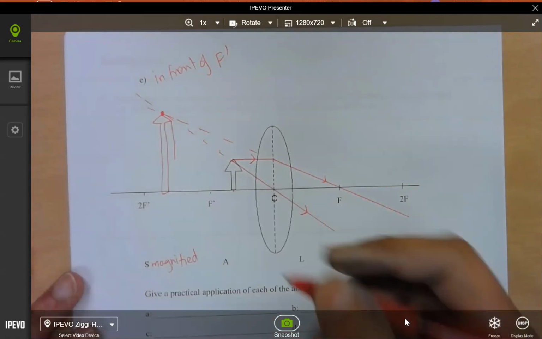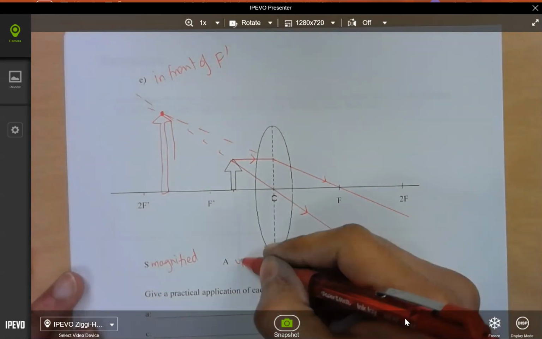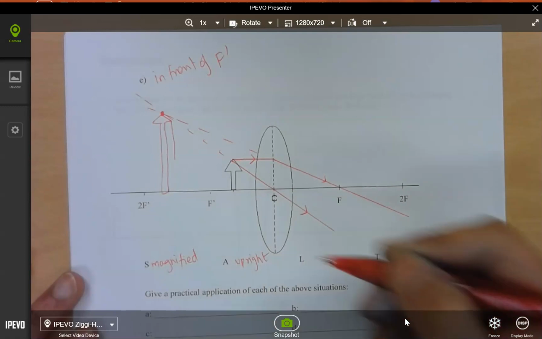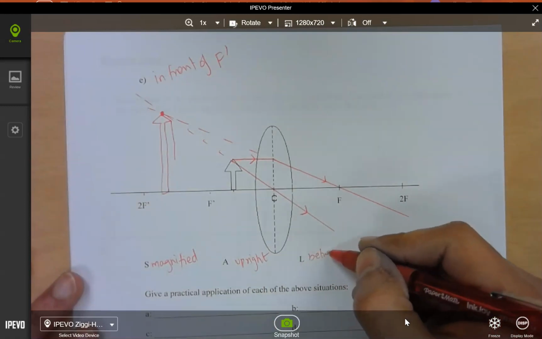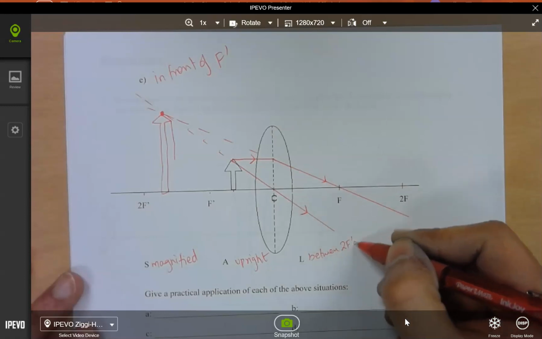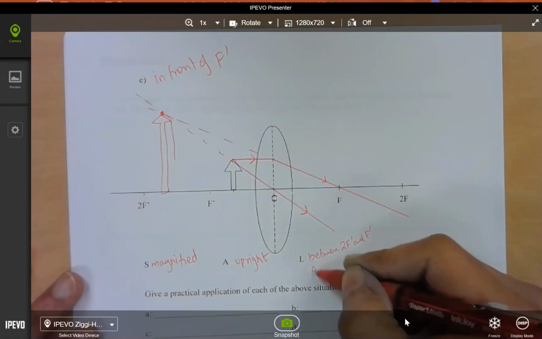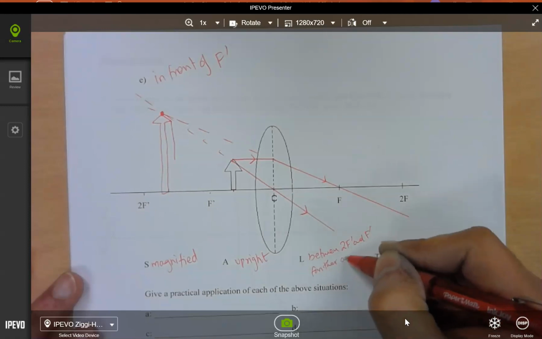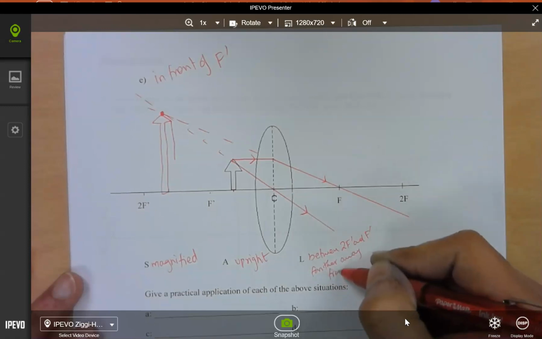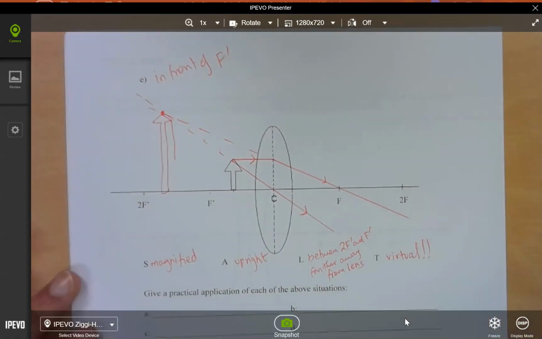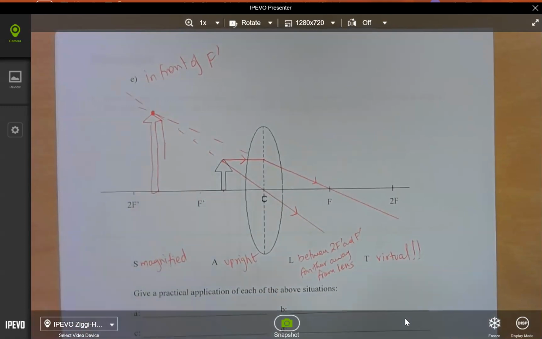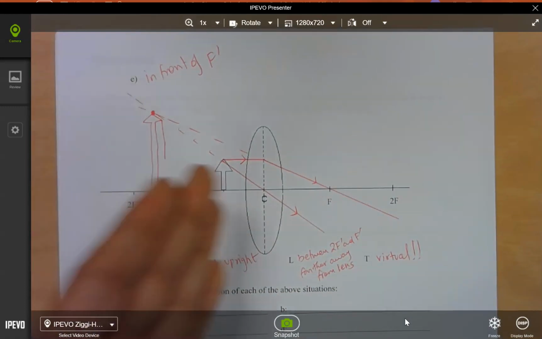Size is magnified. Attitude is upright. Location is between 2f prime and f prime, farther away from the lens. Virtual image. Again, in this case, virtual images are formed on the same side as the object.